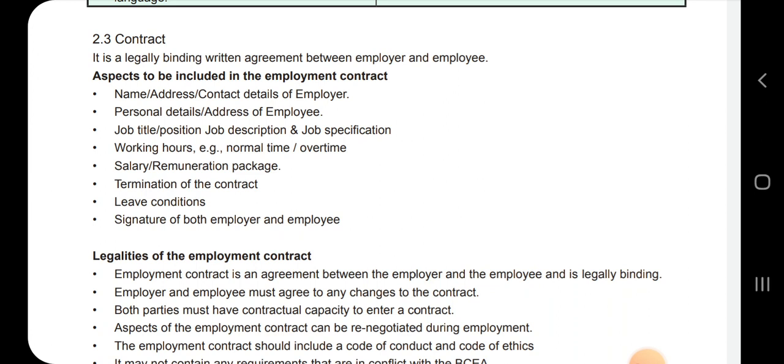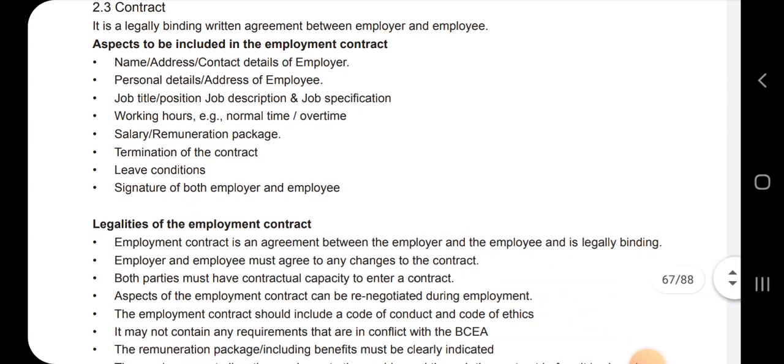A contract is a legally binding written agreement between employer and employee. When a person has gotten a job, they have to sign a contract. So what aspects should be included in an employment contract? They like to ask this question, so you should know. Name, address, contact details of employer, personal details, address of employee, job title, working hours, salary, termination of contract, leave conditions, signature of both employer and employee should be there.